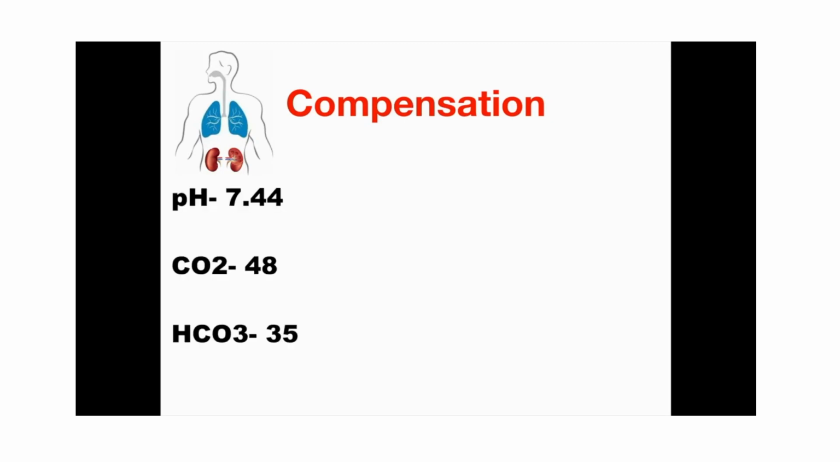The pH is 7.44. CO2 is 48 and bicarbonate is 35. A pH of 7.44 is normal. But technically, the body is on the alkalotic side. So I'll just put here alkalosis, normal alkalosis. Now looking at the CO2, it's 48. This could cause acidosis. However, we have an alkalosis problem here. So this is not what's causing the problem.